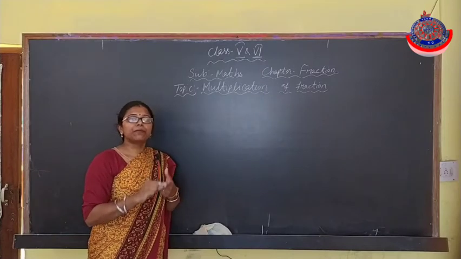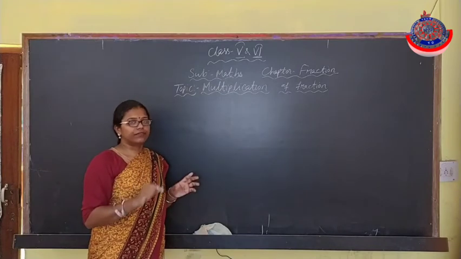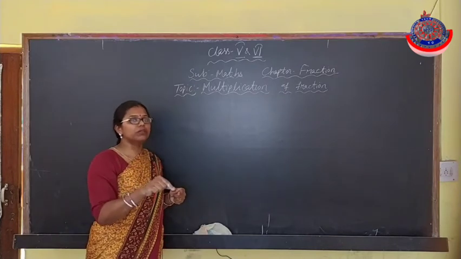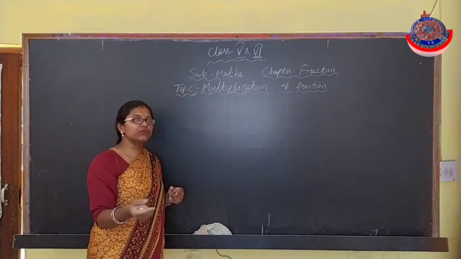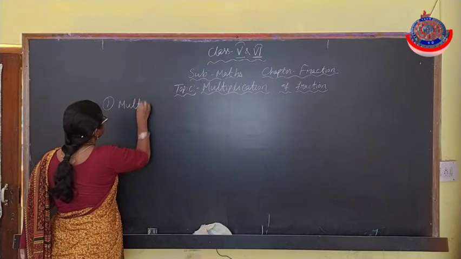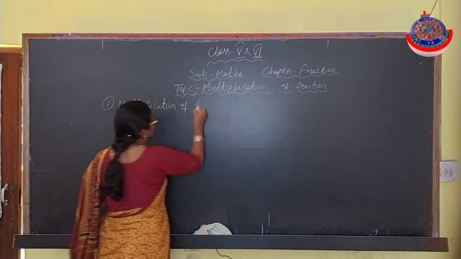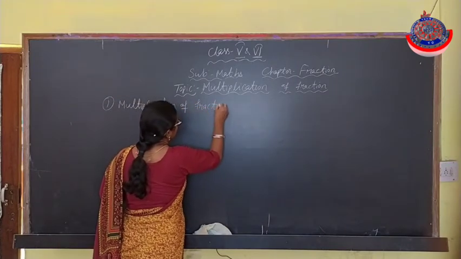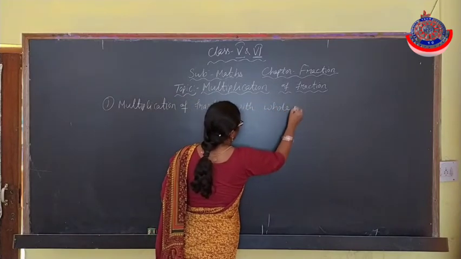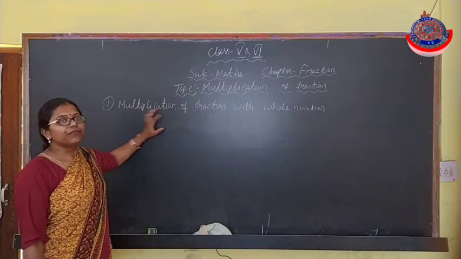First one, multiply a fraction with a whole number, or multiply a fraction with another fraction. Okay, we can multiply a fraction with a whole number also, or we can multiply a fraction with another fraction. Now, multiplication of fraction with whole number. Okay, multiplication of fraction with whole number.